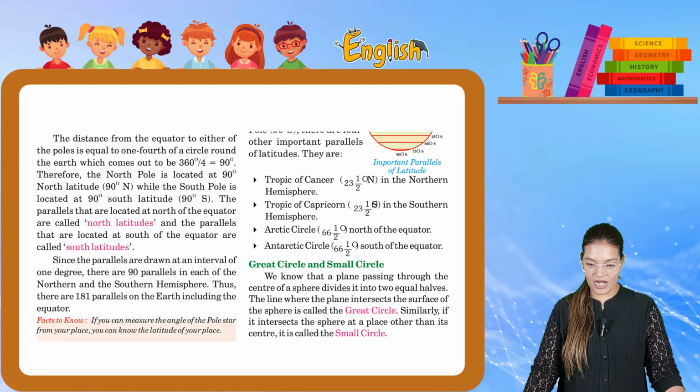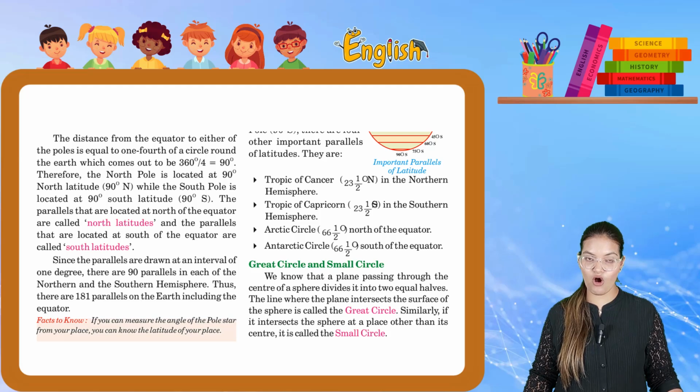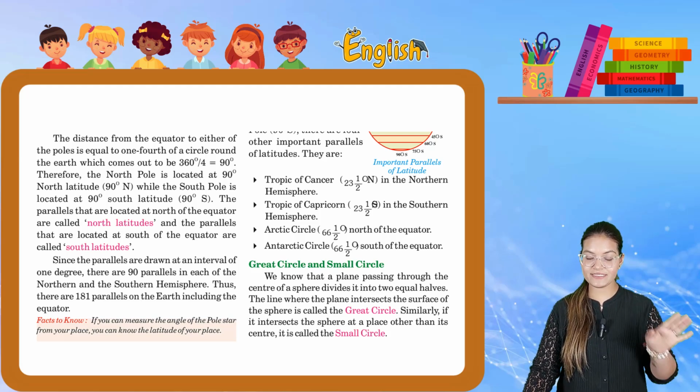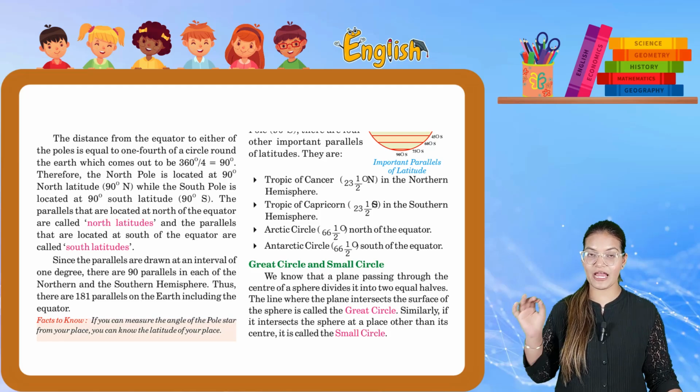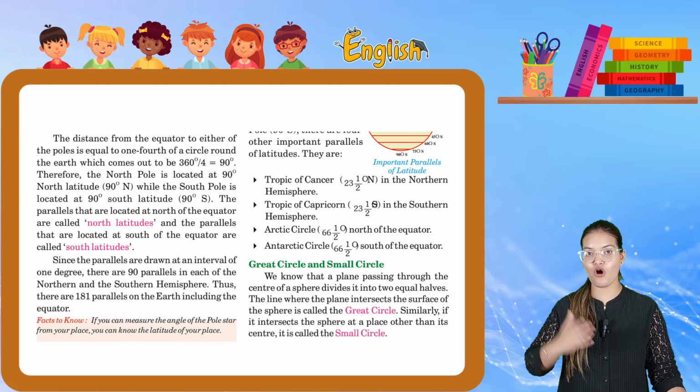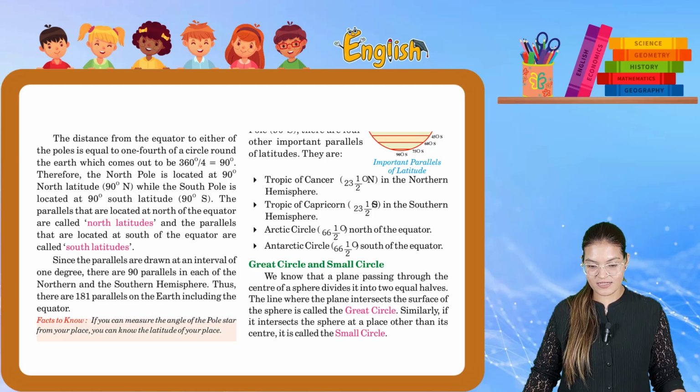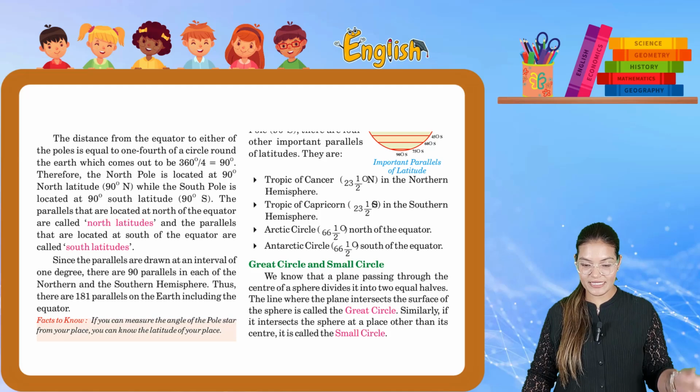Since the parallels are drawn at the interval of 1 degree, there are 90 parallels in each of the northern and southern hemisphere. कम से कम 90 parallels है southern में भी और northern में भी. Thus, there are 181 parallels on the earth including the equator.